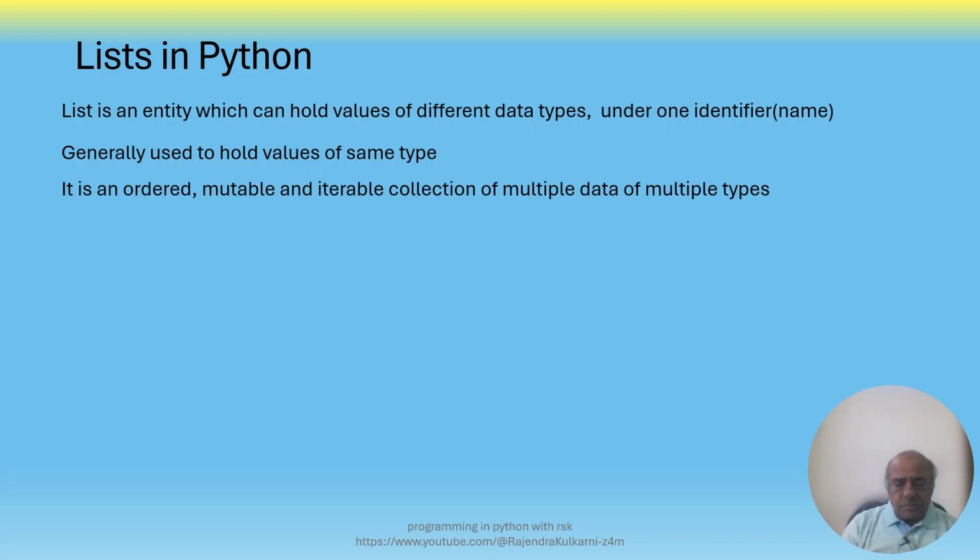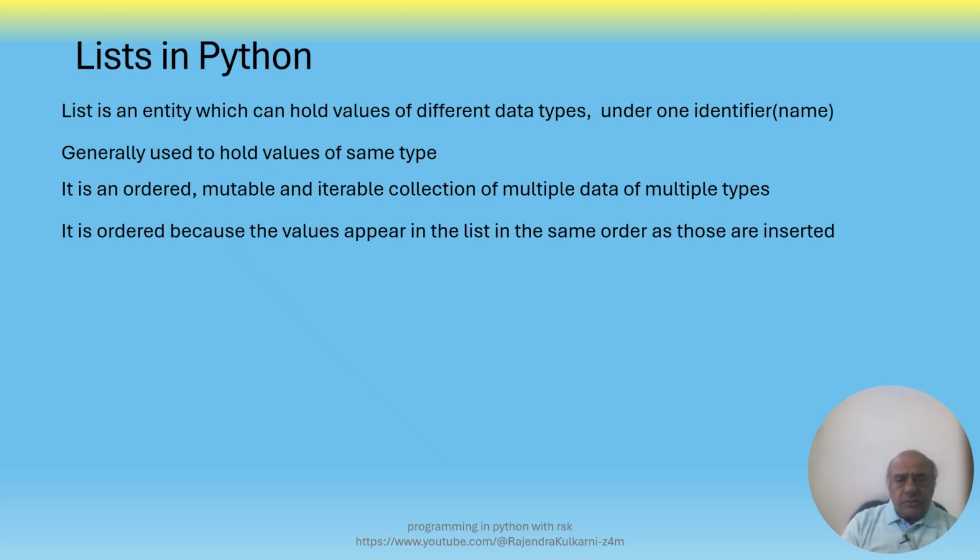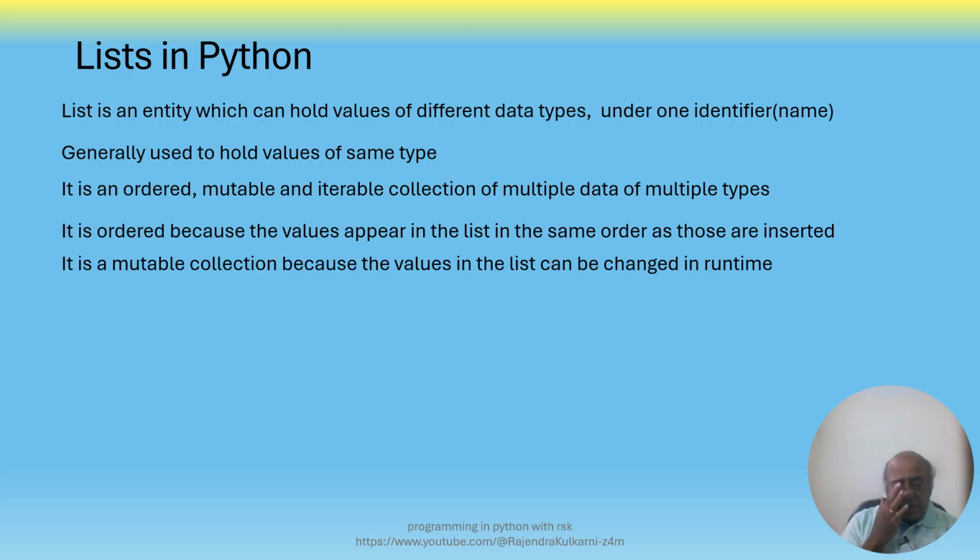In Python context, list is an ordered, mutable and iterable collection of multiple data of multiple types. Why is it ordered? Because the values that we insert in a list appear in the same order of insertion. It is a mutable collection. The values in a list can be changed during the runtime of the program.